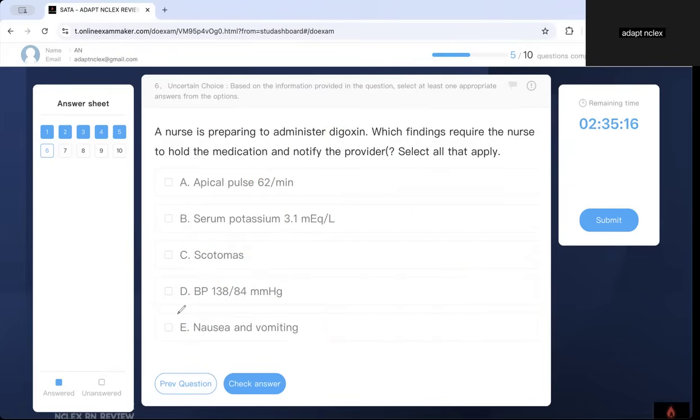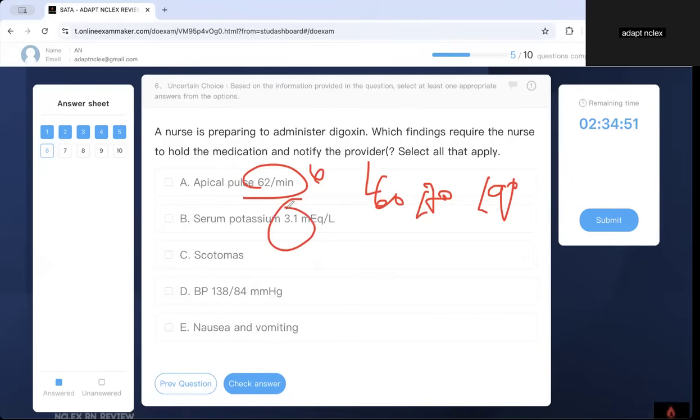When I think about digoxin, I don't even memorize it. And then you come to yourself, you say, apical pulse of 62. They did not tell me anything. That means it's an adult. Adult, 60, child, 70, and then infant. Less than this, you got to hold it. 62, we got to keep it. Serum potassium of 3.1, hypokalemia, bad problem. Digoxin toxicity.